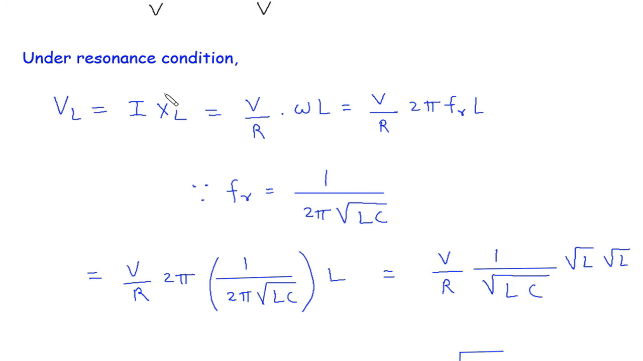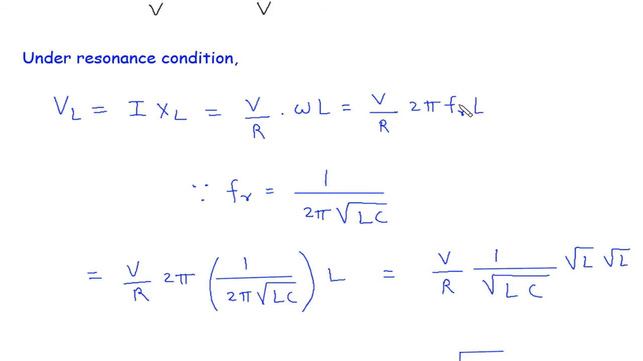Under resonance condition, VL is equal to I into XL. Voltage drop across the inductor is equal to current into inductive reactance. Now this is equal to V by R, since the current can be replaced by applied voltage divided by resistance, into omega L. Omega is the angular frequency. Now this omega is 2 pi Fr because the circuit is in resonance condition. So this will be V by R, 2 pi Fr into L, where L is the inductance.